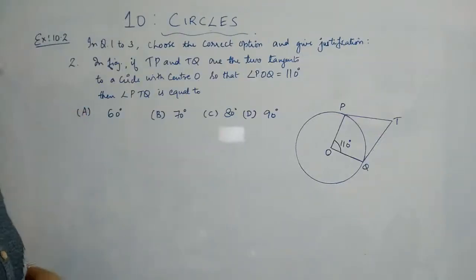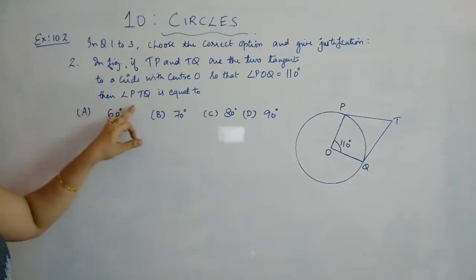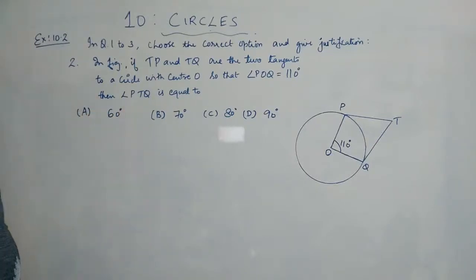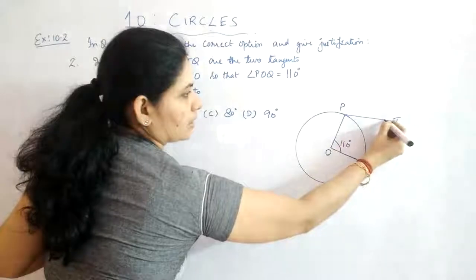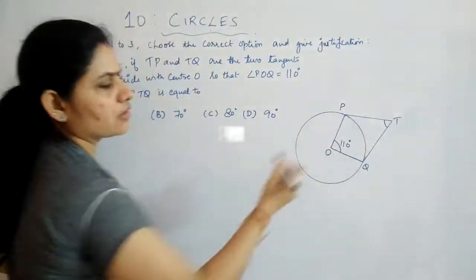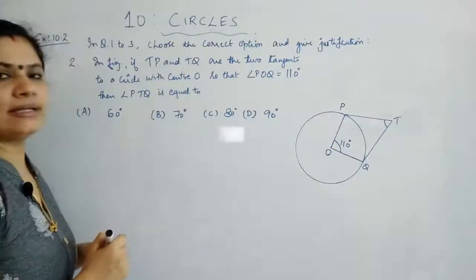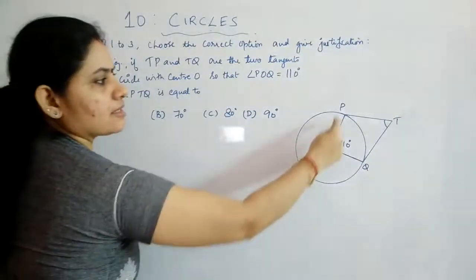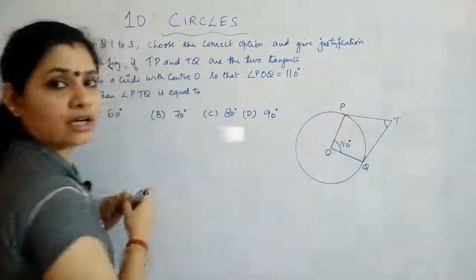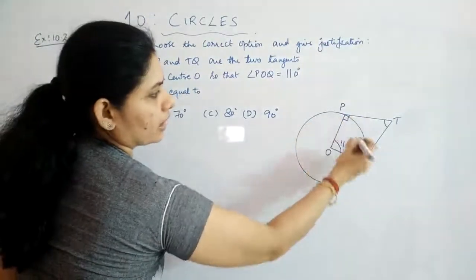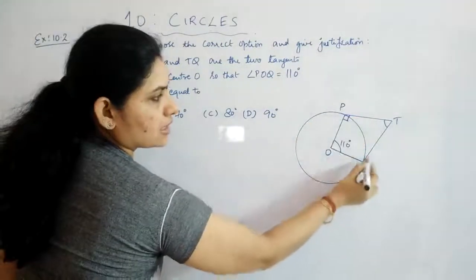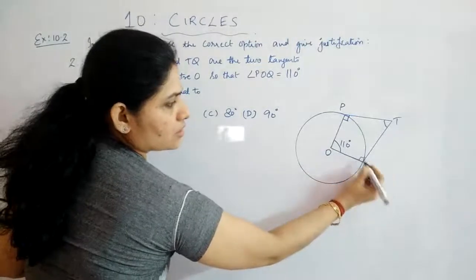Question number 2 is, in the given figure, if TP and TQ are the two tangents to a circle with center O, so that angle POQ is equal to 110 degrees, then angle PTQ is equal to, you have to find out angle PTQ, that is this angle, and angle POQ is given to be 110. Now in order to find that, we can use the concept that the radius and the tangent make an angle of 90 degrees with each other at the point of contact. So this will be 90. Again, this is radius, this is tangent, so that is also 90 degrees.